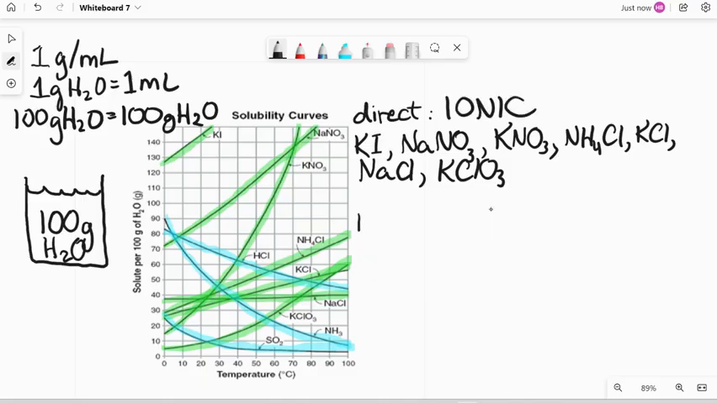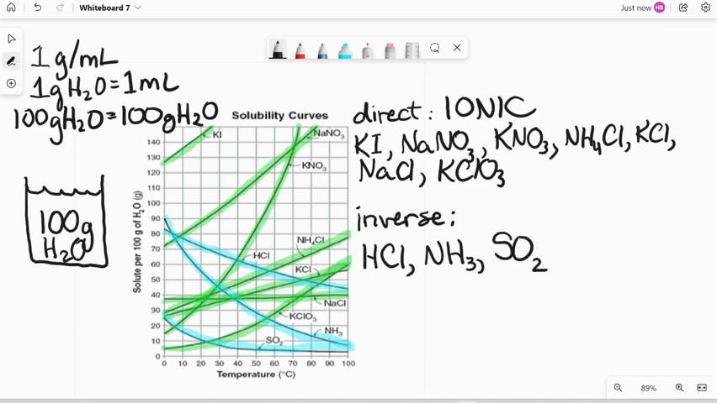Now, let's look at the other one. The relationship's not direct. If one goes up and the other goes down, this is called an inverse relationship. I'm going to list the ones that have an inverse relationship, and we're going to see if we can find similarities there. What kind of compounds are these? Those are the covalent ones.